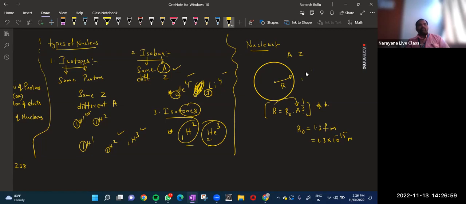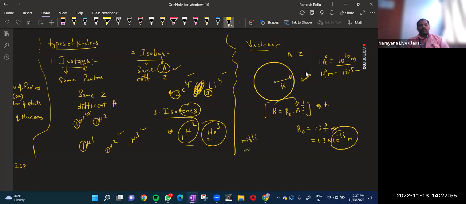Okay, it's a very small unit. Generally, atoms are measured in angstroms. 1 angstrom equals how many meters? 10 power minus 10 meter. Nucleus is very much smaller, in the range of femtometer only. All nuclei are of the order of 10 power minus 15 meter: 2 femtometer, 10 femtometer, 100 femtometer, like that. But for atoms, the radius is measured in 10 angstrom, 20 angstrom, like that. That is the concept of angstrom and femto. One angstrom is 10 power minus 10 meter, and one femtometer is 10 power minus 15 meter. This trick you should remember.